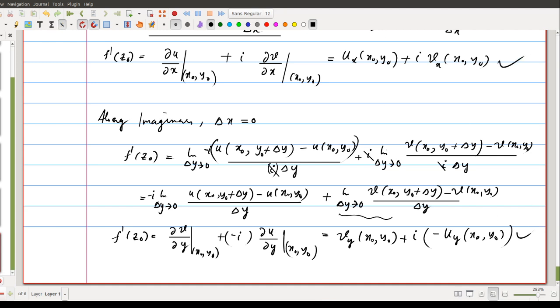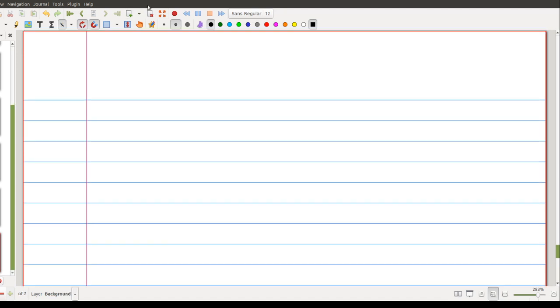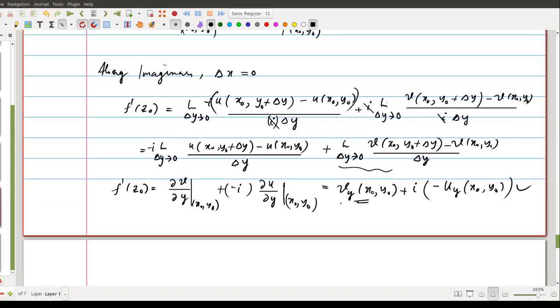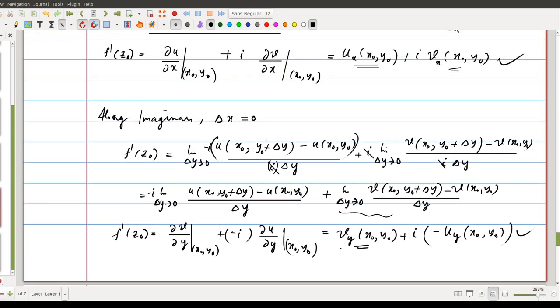So once you equate these two, the real part of this will be the same as the real part of this. From this you can write u x equal to v y, and by equating the imaginary part you will get v x equal to minus u y. Okay, so for the conclusion we write the CR equations. I'll write that once more, the first expression, that is u x plus I v x.